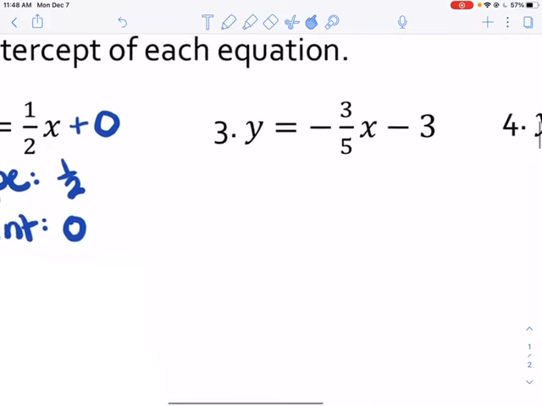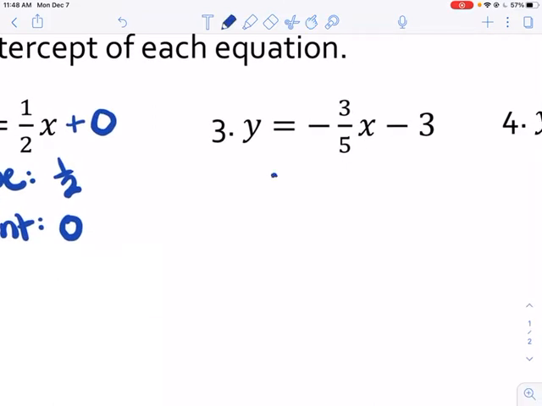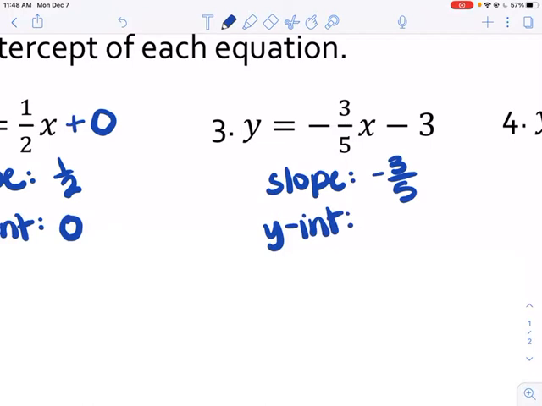Now let's go over here. This one gets a little trickier, but the number in front of the x, or the slope, is -3/5. And the y-intercept is the number being added on. Well, there isn't a number being added on. There's a number being subtracted, which is the same as adding a negative. So this will be a -3.